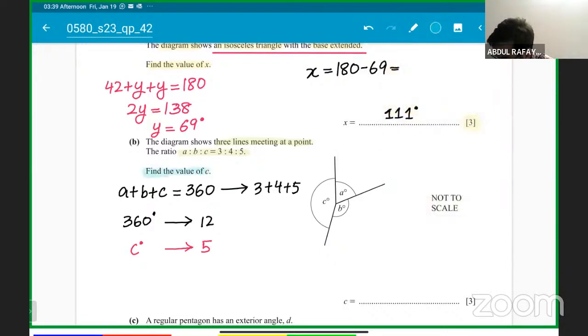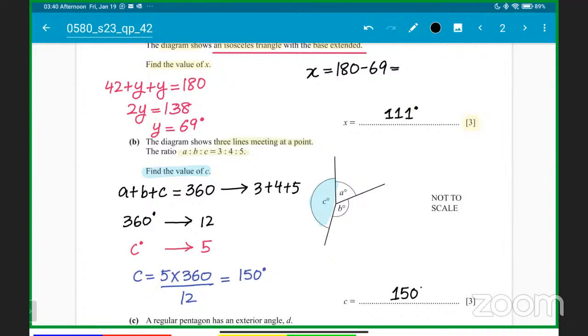Because we have to find the value of C, we have to find the value of the C angle. So we'll take that only, which is the largest angle. You take that ratio, and the total ratio stands for 12. Just cross multiply and get the answer, okay? Show as much working as possible to get the 3 marks, okay? 5 times 360 divided by 12, that will give you the answer, okay? So it will be 150 degrees, okay? Understood? Getting it clear?